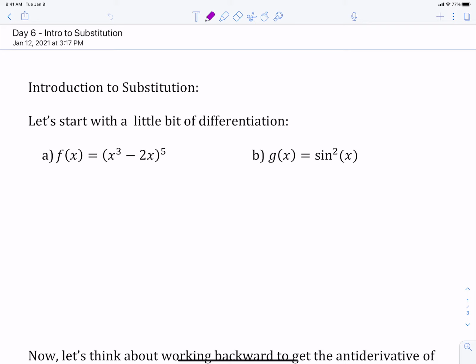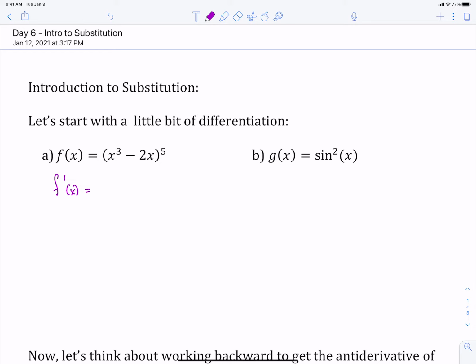In this video, we're going to take a look at one of our first big techniques of integration that we're going to have just past the basic taking of the antiderivative. So what we're going to do is start with a little bit of differentiation, just to get our head in the right place to be thinking about what we want to do if we're going to undo the chain rule. So we've got two functions here where we need to take the derivative using the chain rule.